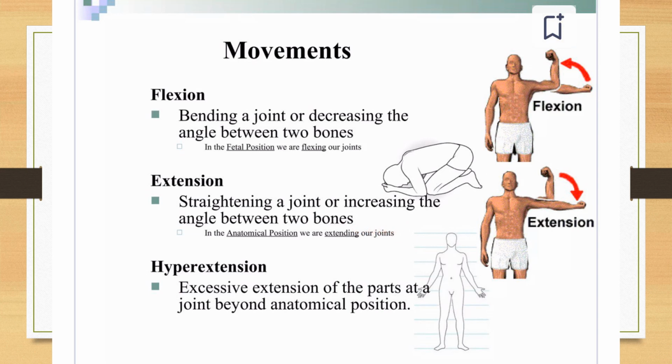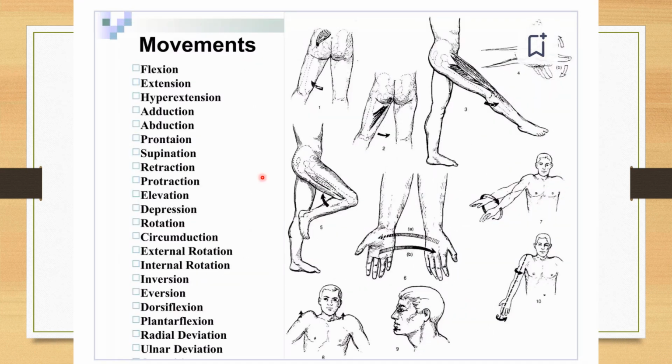All right. So these are various movements: flexion, extension, hyperextension, adduction. Adduction means that you are moving your arm towards your trunk, or towards the midline. Abduction means that you are moving your arm away from the midline. We've spoken about pronation, supination, retraction, all these ones. Just try and read on it.